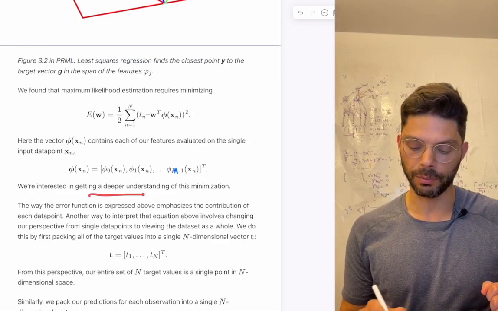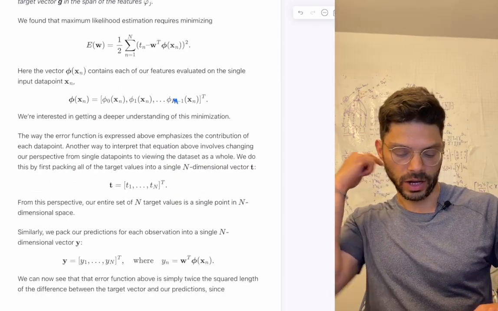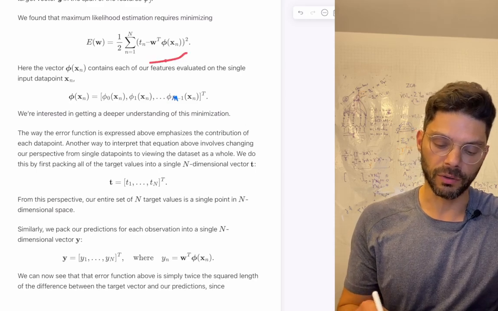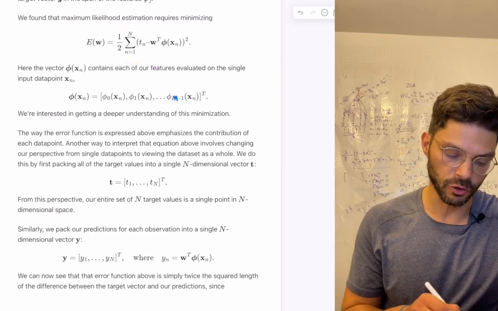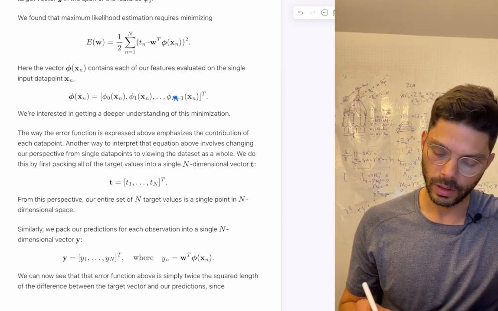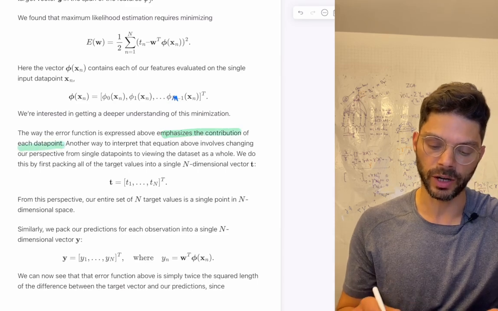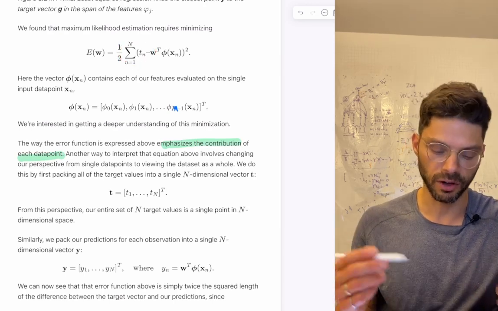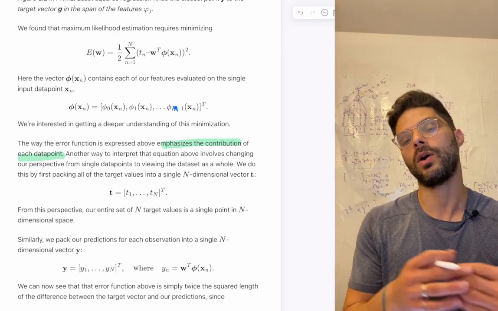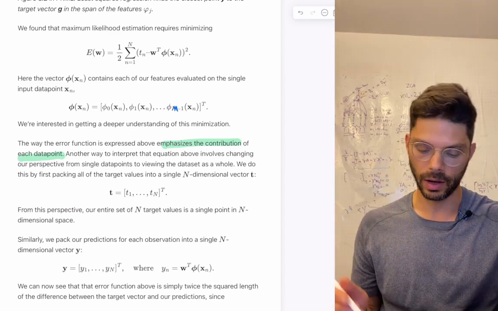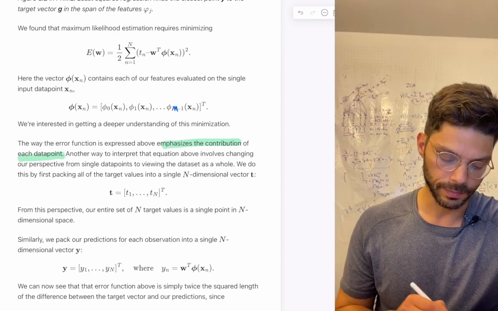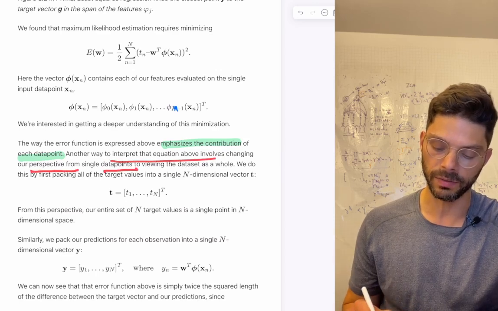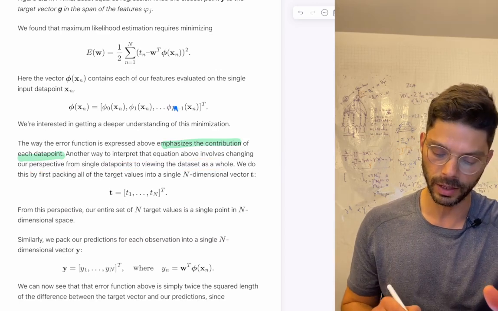Okay, so we're interested in getting a deeper understanding of this minimization. The very first thing he said is that the way the error function is written up here emphasizes the contribution of each data point, right? Because we're just summing over each of the data points. So of course, his very first move was, why don't we pack all the data points into one giant vector and look at things that way? Another way to interpret that equation involves changing our perspective from single data points to viewing the data set as a whole.